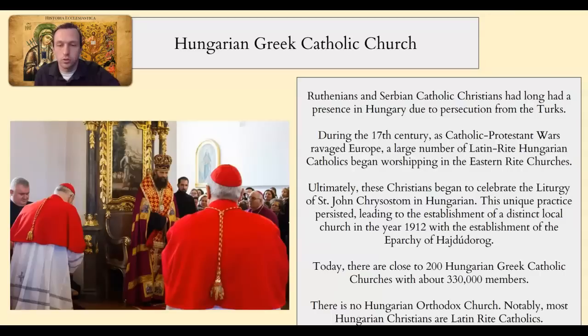Today, there are close to 200 Hungarian Greek Catholic churches with about 330,000 members. There is no Hungarian Orthodox Church. Notably, most Hungarian Christians are Latin Rite Catholics, not Hungarian Greek Rite Catholics.